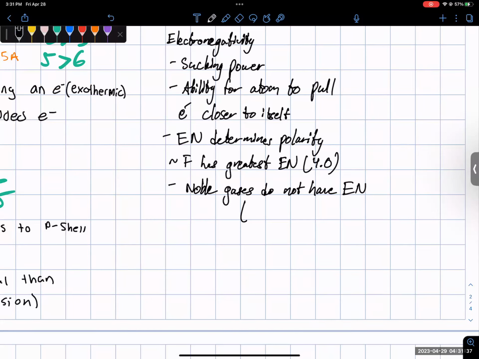Well, that's all right. Xenon, that's one of them. And then what's the other one? Think of Superman. Krypton. Xenon and krypton are the only noble gases with electronegativity. That too is not even that much. Like, it's a very small amount.